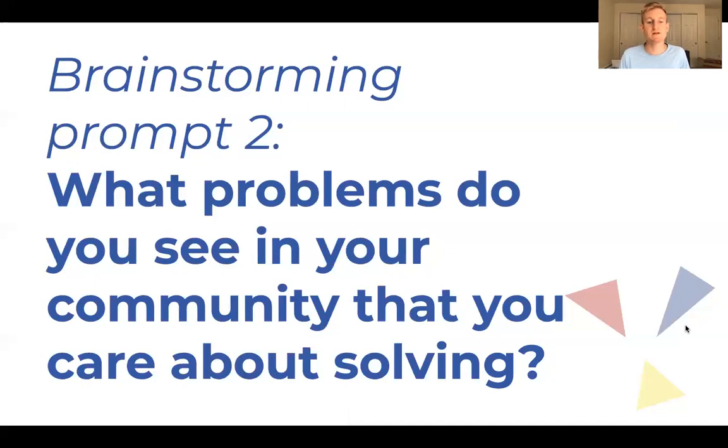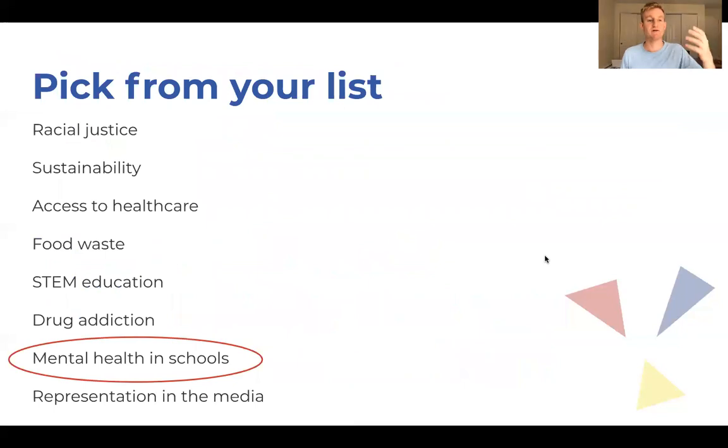What problems do you see in your community that you care about solving? And now, rather than think about what you see out there in the world and the media, thinking about what you experience and see in your daily life, in your school, or in the place that you live. So again, once you've done this brainstorming, you should have a list of a bunch of different problems that you see.